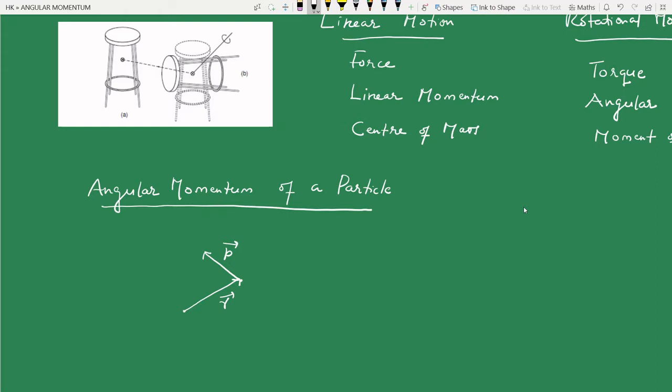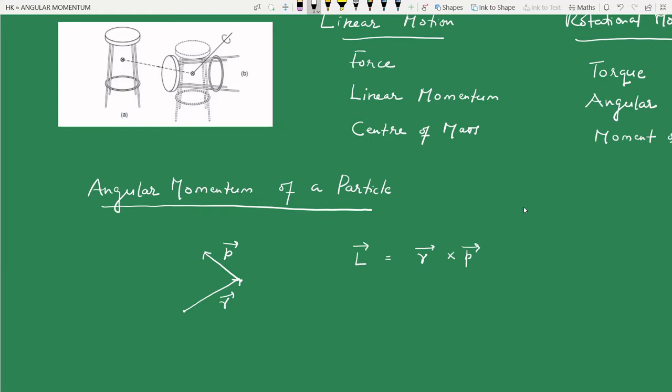Then how do we define its angular momentum? Usually we use the symbol capital L for angular momentum. It's a vector, and this angular momentum is defined as r cross p, the cross product or vector product between the position vector r and the momentum p. You have studied the cross product of vectors.